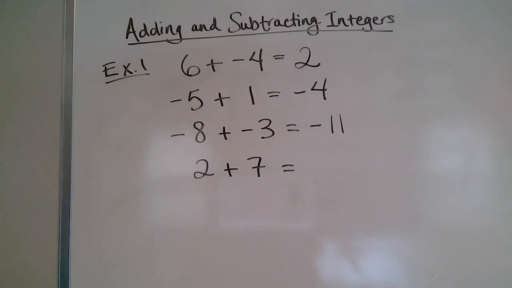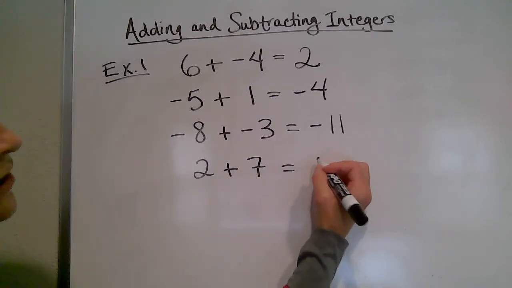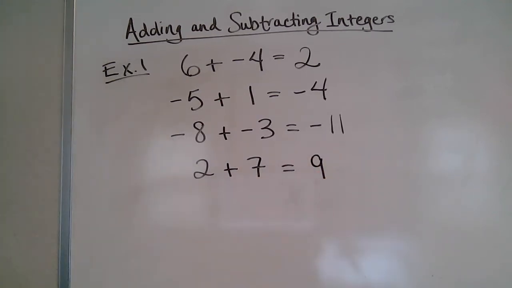Last one's pretty straightforward. You've been doing these types of problems probably since first grade. 2 plus 7, it's as easy as it looks. You have $2, you find $7 more, now you have 9.